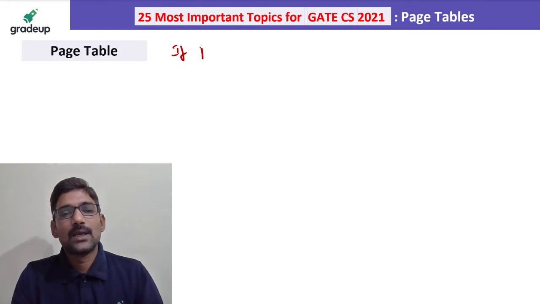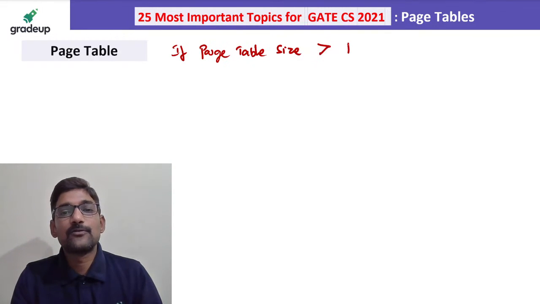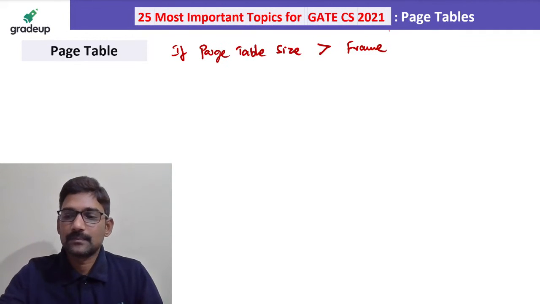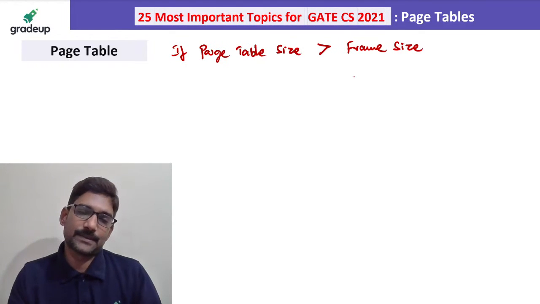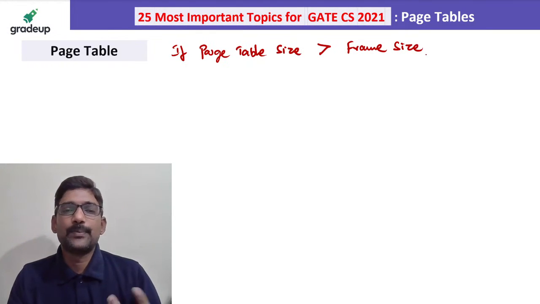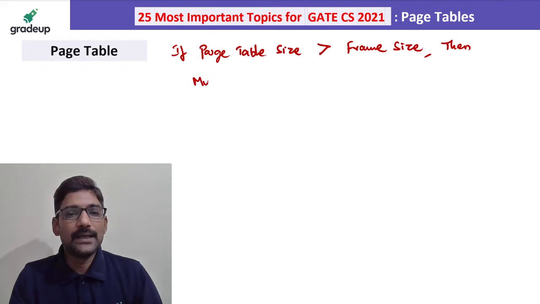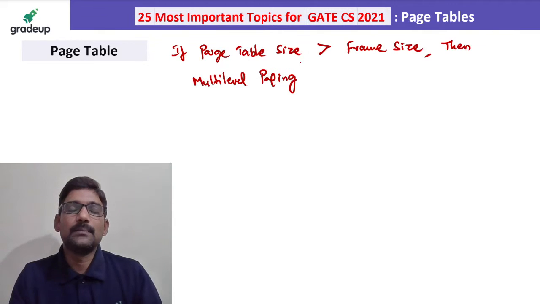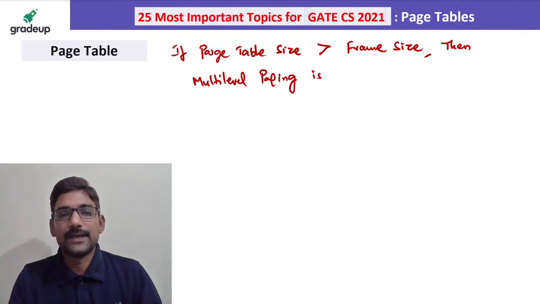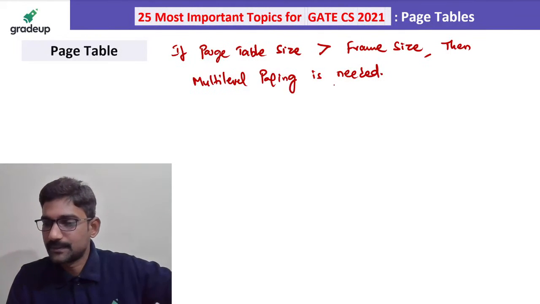If the page table size is greater than frame size, then the page table cannot fit in one frame. Then multi-level paging is needed. What is multi-level paging? I will explain with one simple example.